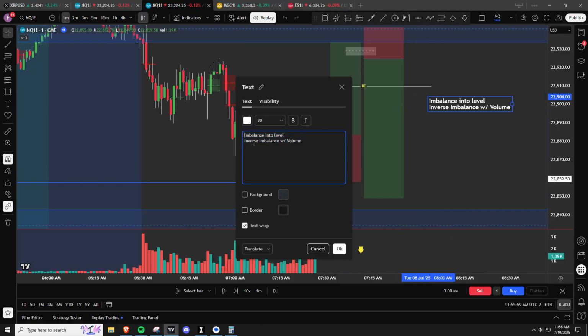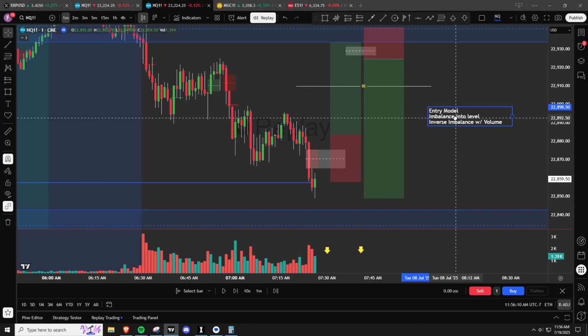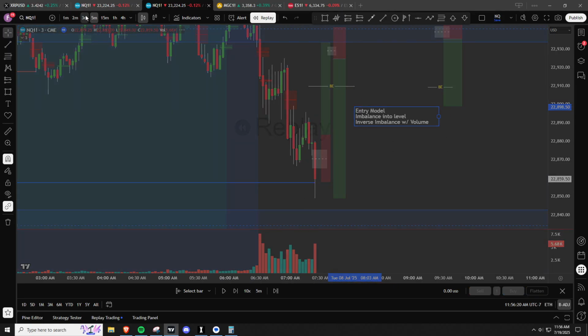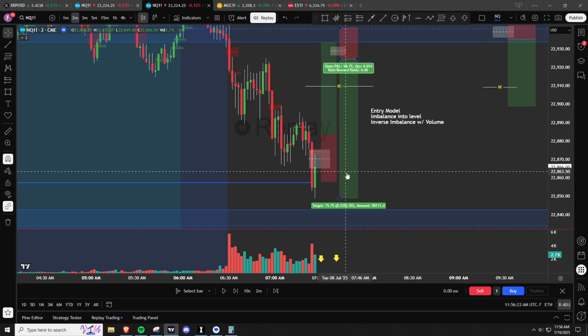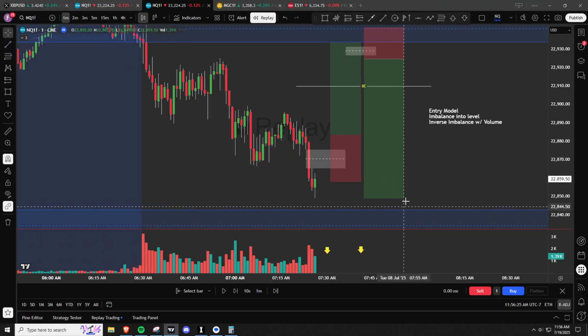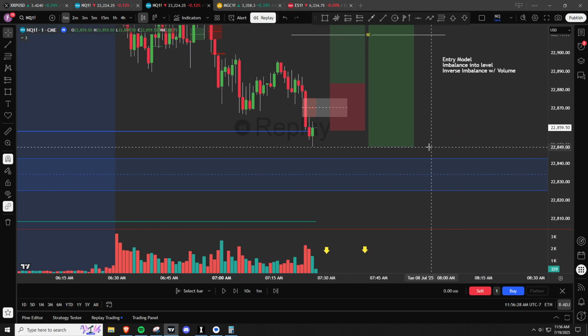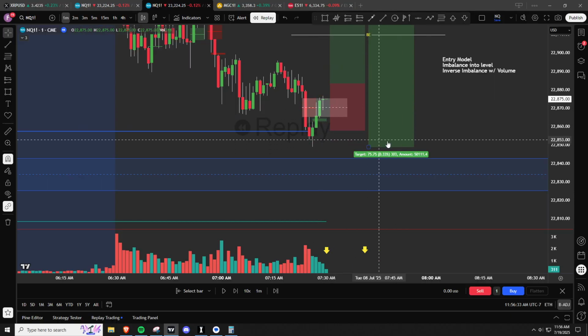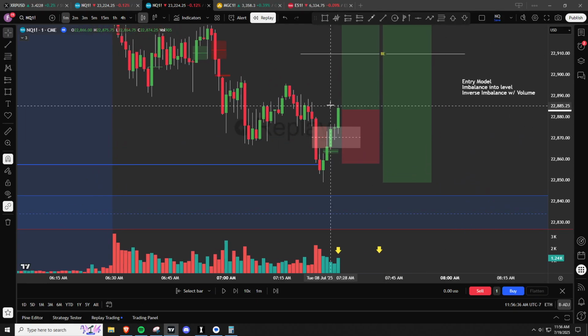All right, cool. So our entry model, imbalance into level, we got that. Now we need to inverse the imbalance with volume. So we can switch to the time frames here. We do have a 2-minute, don't have a 3-minute, definitely don't have a 5-minute. So I'm not really going to worry too much about the 2-minute. I'm going to just watch the 1-minute here since it's a bigger box. You can see here we don't inverse it quite yet. We don't inverse it quite yet. Bam, we inverse it. Okay, cool.